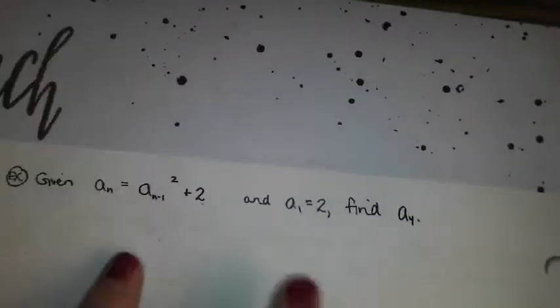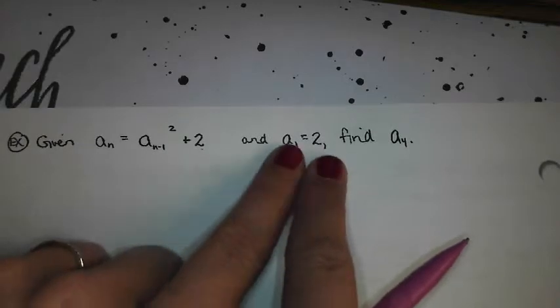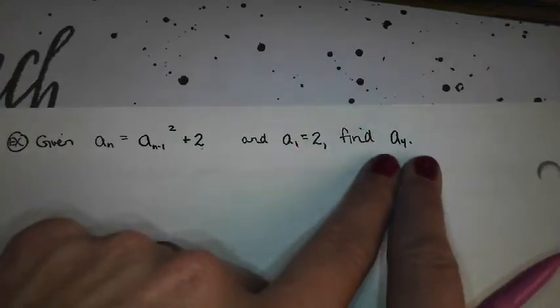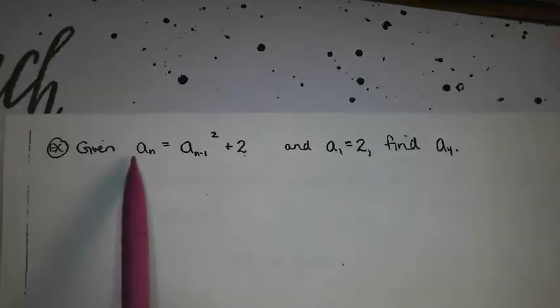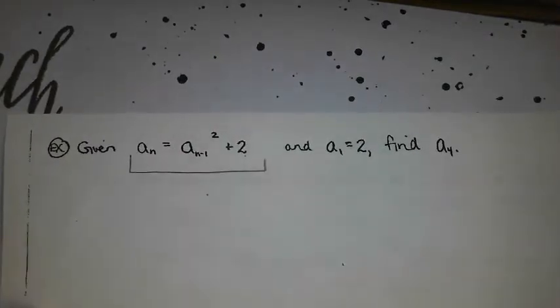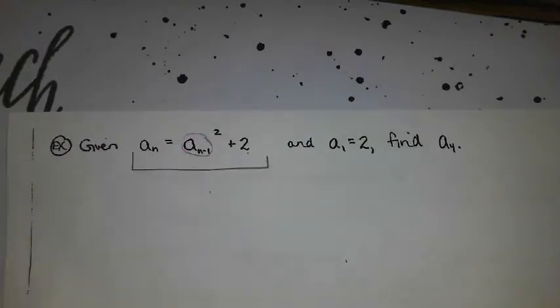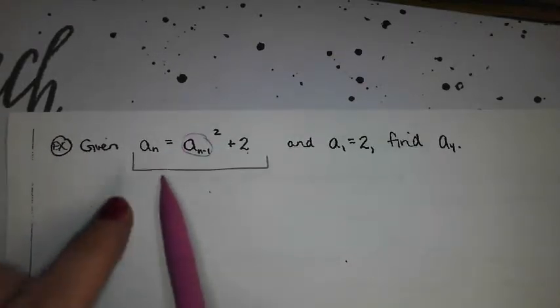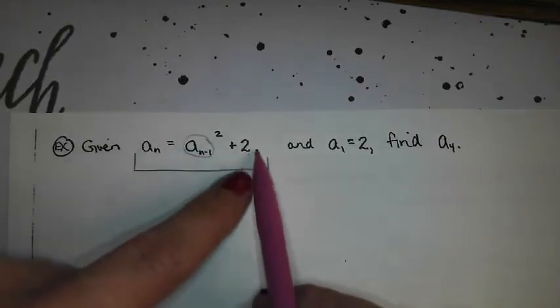All right, so on the back here we have a recursive type situation. They give us a sub 1. They want us to find a sub 4. Well, we have to work our way up there. How do I know just by looking at this that it's recursive? What notation is in there? Right, this previous term notation. So to find any term, we need to take the previous term, square it, and add 2.